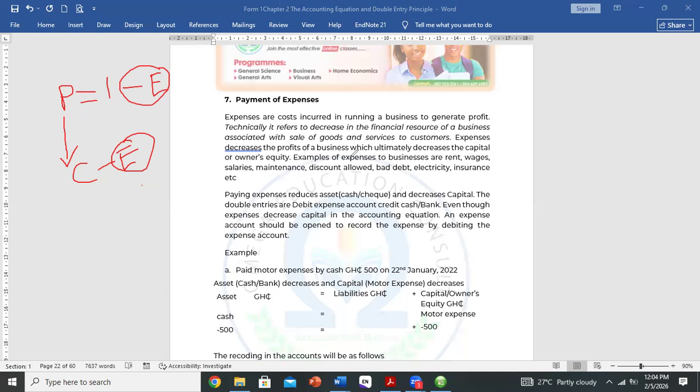But what account would you debit? You debit the expense account. You don't debit capital, even though the decrease is in the capital account. You open an expense account and what? Debit. When we move further, you would appreciate that these expenses and income will be matched against each other to get the profit, which will now be added to the capital.